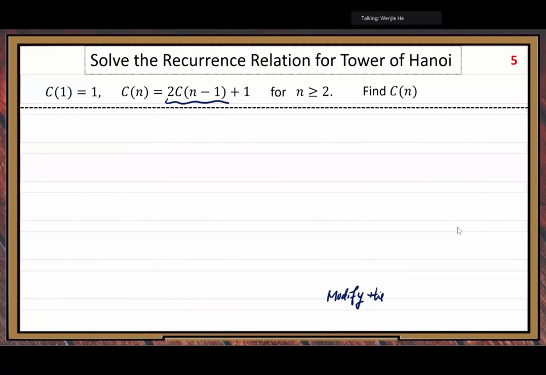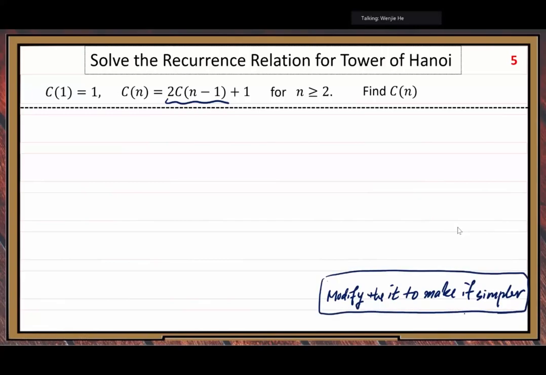All right, modify to make it simpler. So this strategy. Here, let's apply this strategy.